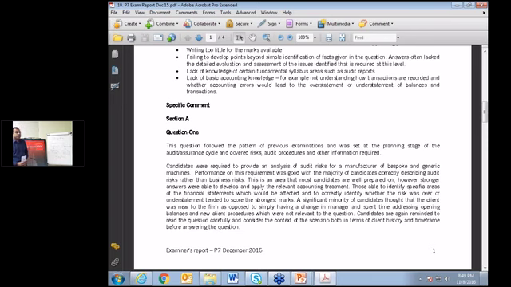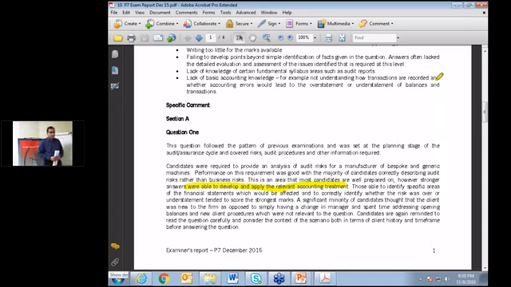However, stronger answers were able to develop and apply the relevant accounting treatment. Now underline this. Something that's very important. This part, as you can see, is something that you need to look on. What were the good candidates doing? So the good candidates were able to develop and apply the relevant accounting treatment. Those able to identify specific areas of the financial statements which would be affected, and to correctly identify whether the risk was over or understatement, tended to score the strongest marks.